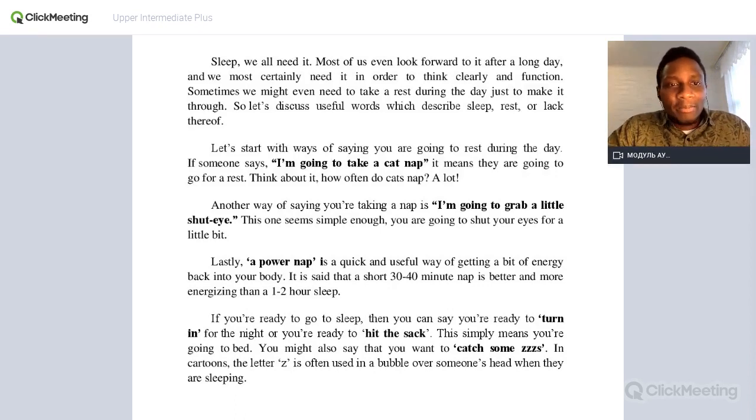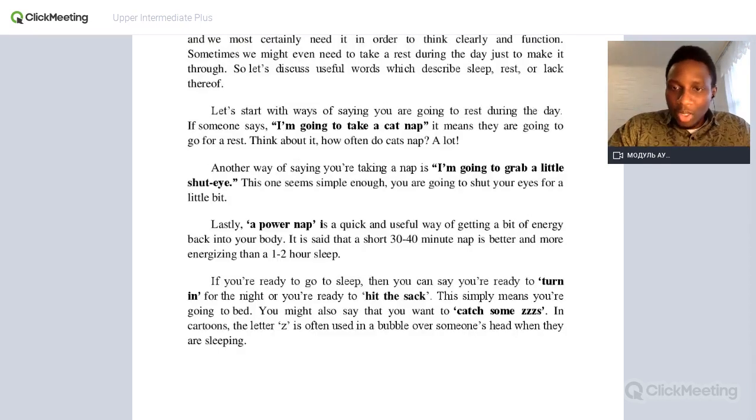And then you have a power nap. A power nap is a quick and useful way to get some energy into your body, and it's usually for 30 minutes or more. It's way more useful, way more energizing than even one to two hours of sleep. And we talked about turning in for the night, or you're ready to hit the sack. It means you're going to bed.